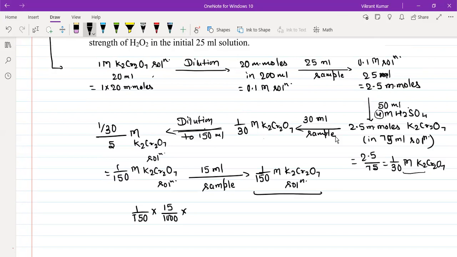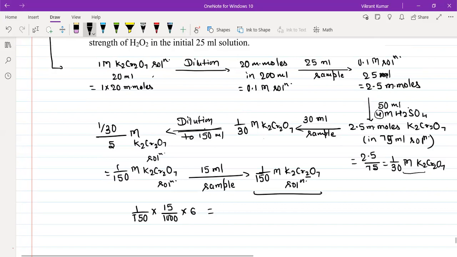It is going from +6 to +3. So the change per atom of Cr was 3. But it is having 2 atoms, right? And that's why its N factor is 6. Remember this, its N factor is only 6. In basic medium, we say that it shows non-redox behavior, right? So that's why this much.